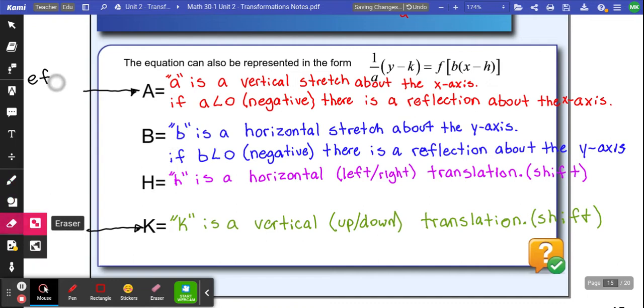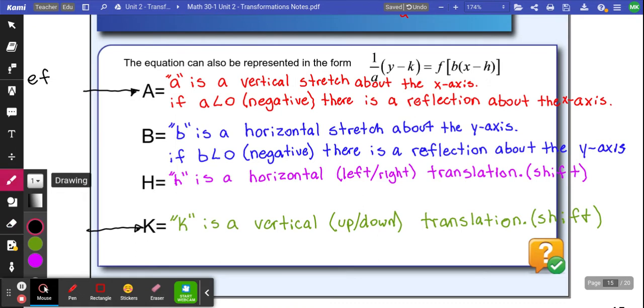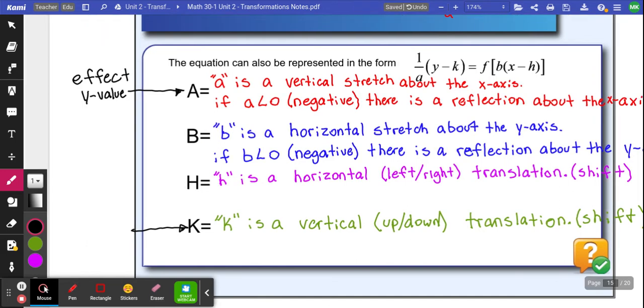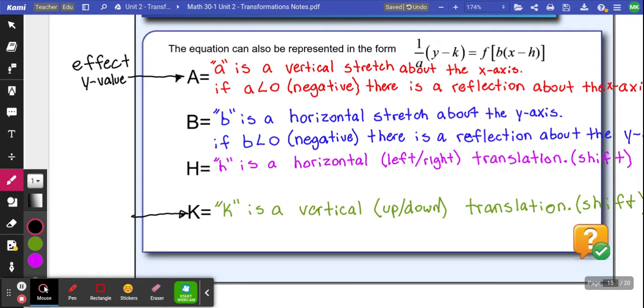Like, if I do a vertical stretch, only the y value should be changing. That means if I had a point, the x would stay the same. The y value would stretch. Same with if I did a vertical translation, right? If I take a point and I move it up or down, the x doesn't change. It's just the y value that changes. So this is a y value.